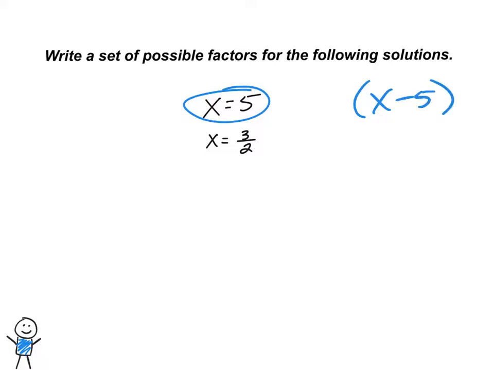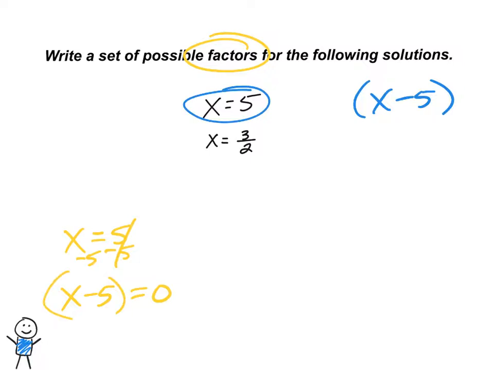And let's see if we can do this another way down here in yellow. If x equals 5, and I want to try to figure out what the factor is, we would subtract 5 from both sides, leaving me with x minus 5 equals 0, and that is an example of what we've been doing on previous slides. This is my factor.